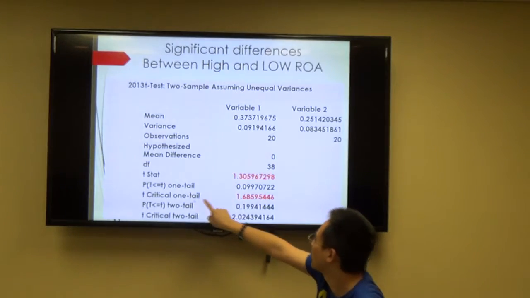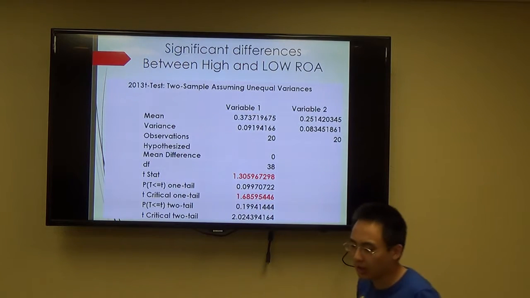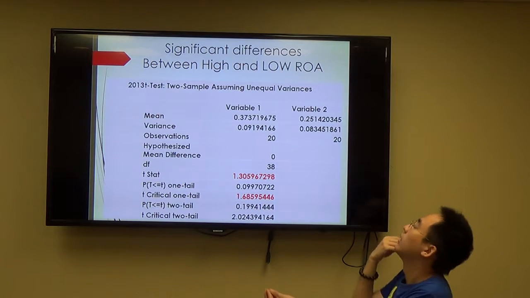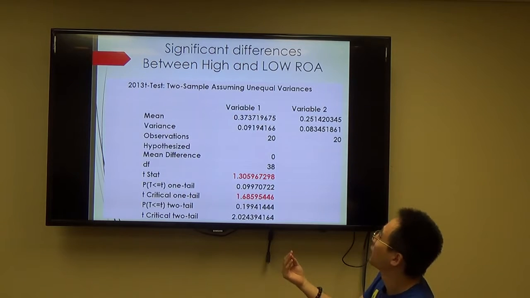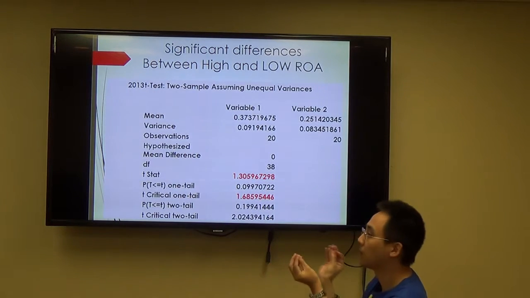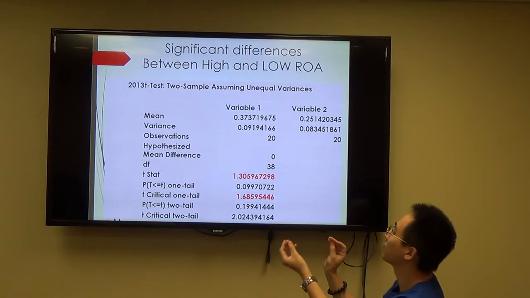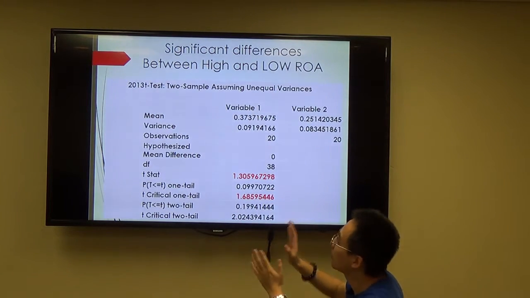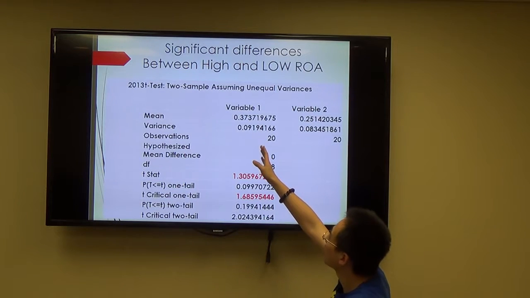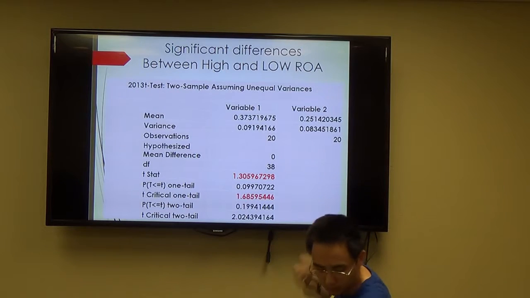The critical number is 1.68. This number is larger than the T statistic, so we can't say they are significantly different, but these two numbers are very near. We can see there is a large kind of difference between the stock price of the higher companies and the lower companies in 2013.